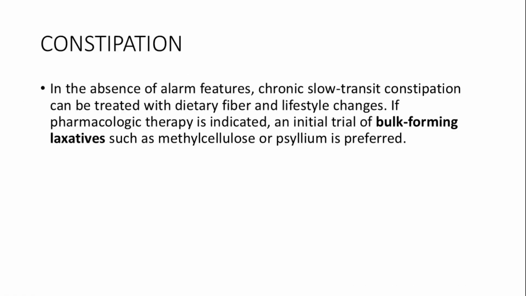In the absence of alarm features, chronic slow transit constipation can be treated with dietary fiber and lifestyle changes. If pharmacologic therapy is indicated, an initial trial of bulk-forming laxatives such as methylcellulose or psyllium is preferred.